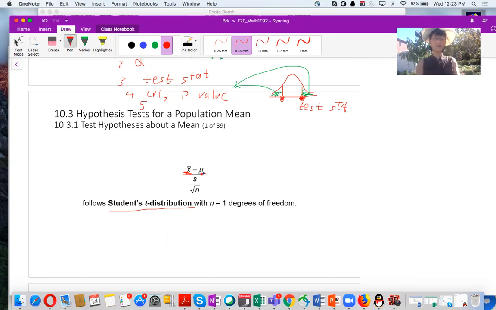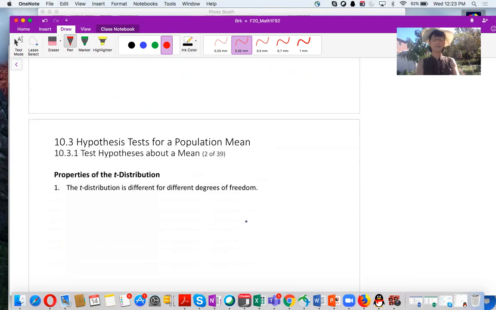Once you have a sample, you can calculate the sample mean X bar. You can also calculate sample standard deviation S, and N is the sample size. And if you do many samples, that forms student T distribution with N-1 degrees of freedom, where N represents sample size.